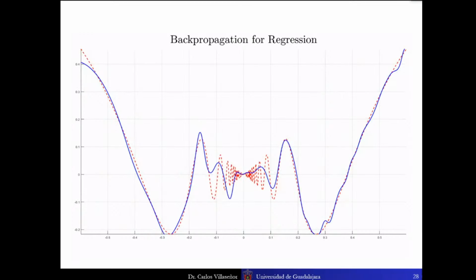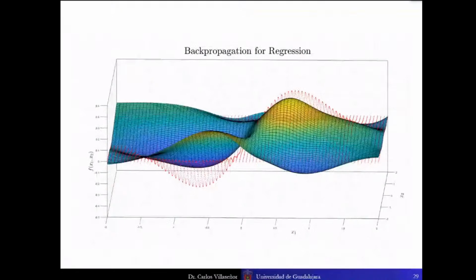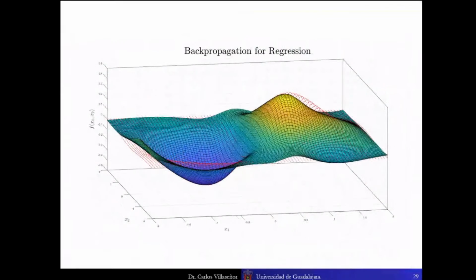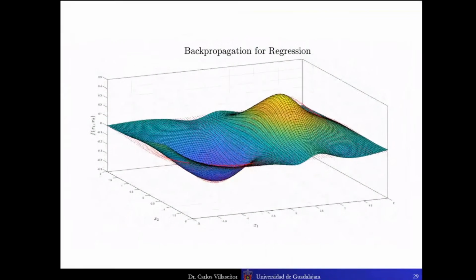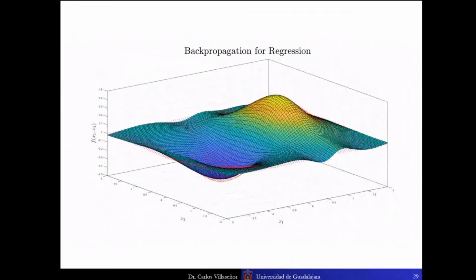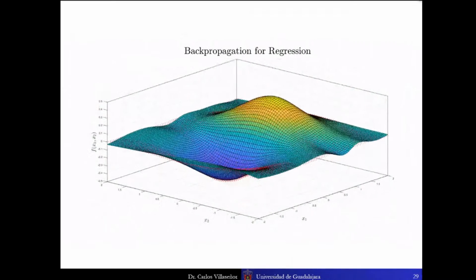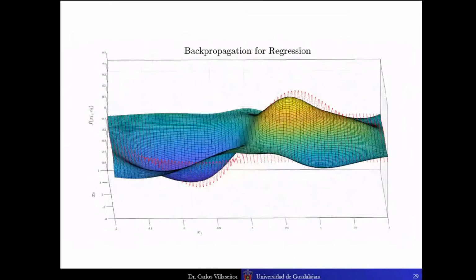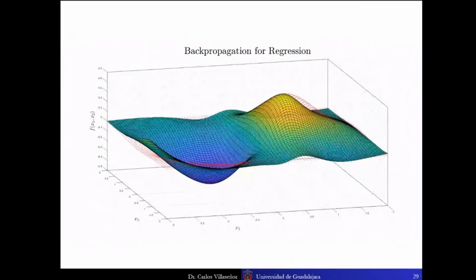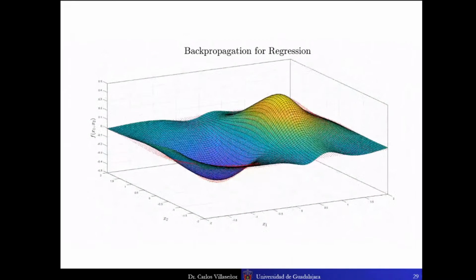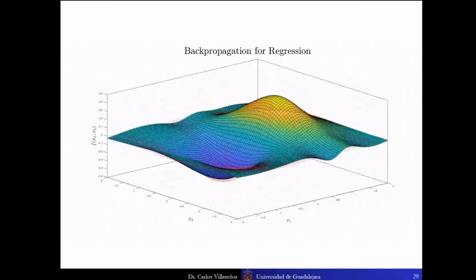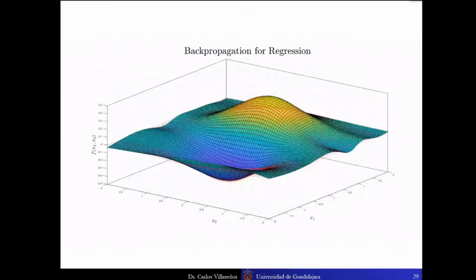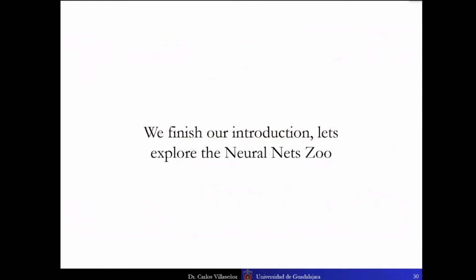Let me show you another example, which is usually a 2D regression problem. Same neural network, but with more outputs. And as you can see, we can approximate any of these kinds of surfaces. So we have regression and classification, and we can ensure that all of these kinds of topics can be solved by neural networks, just by changing how many neurons we have in the hidden layers. Okay, that was the introduction. We finished, but let's now explore the neural nets.